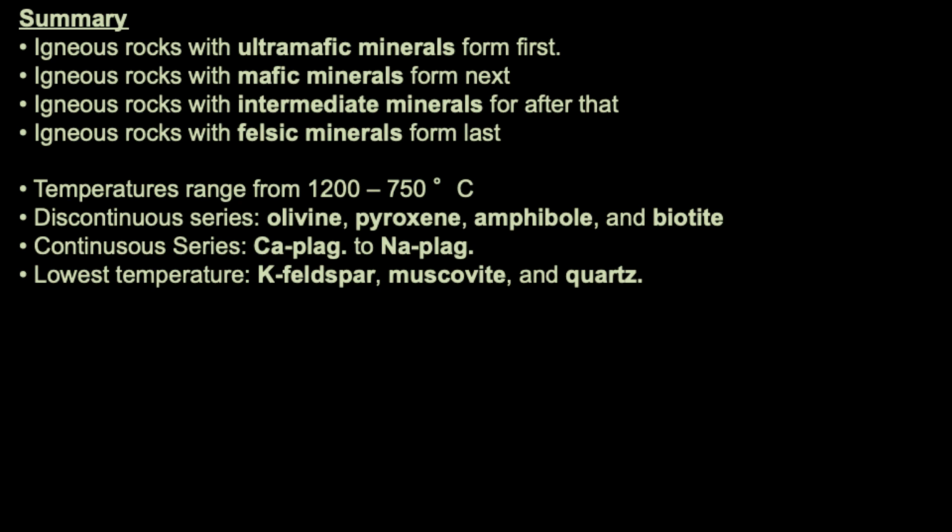So the temperatures range from 1200 to 750 C. The discontinuous series, once again, I listed here: olivine, pyroxene, amphibole, biotite. For the continuous series, that goes from the very highest temperature in the calcium-rich plagioclases all the way down to the sodium-rich plagioclases. So black, all the way through gray, all the way eventually down to the white minerals at the very bottom, the very lowest temperatures. And so the very lowest temperatures of all, the felsic minerals, would include K-spar, muscovite, and quartz.